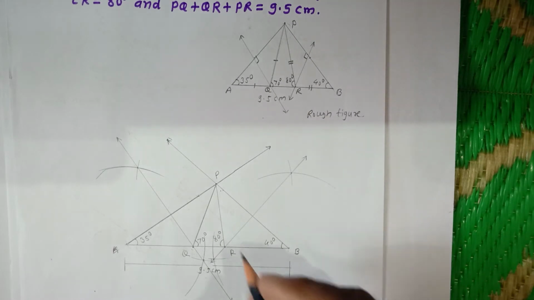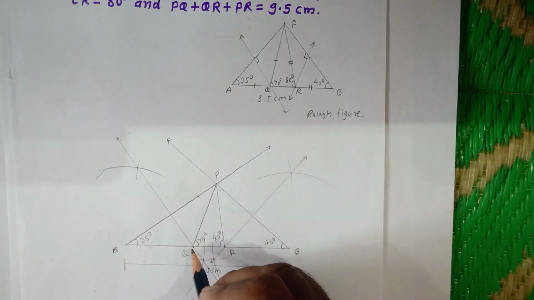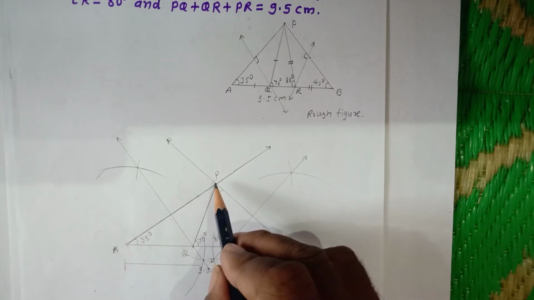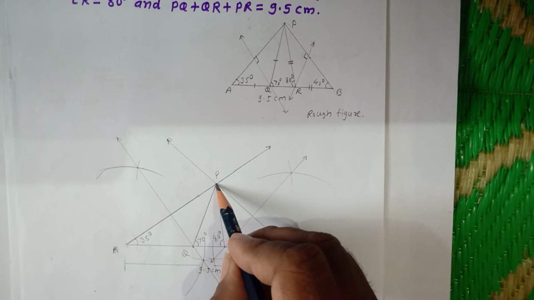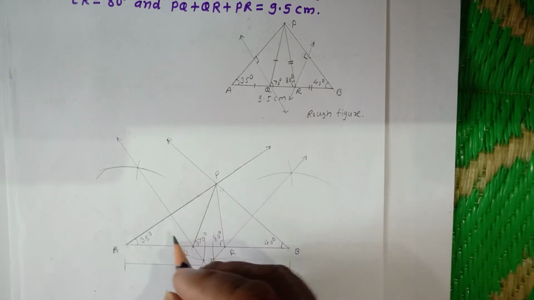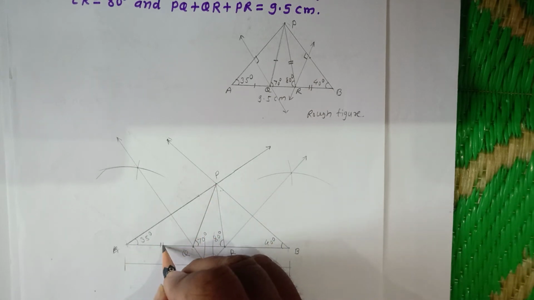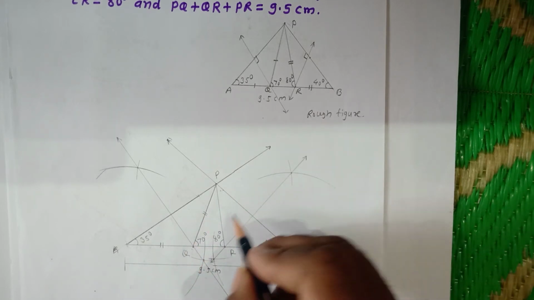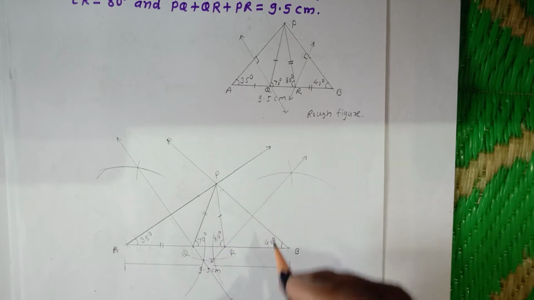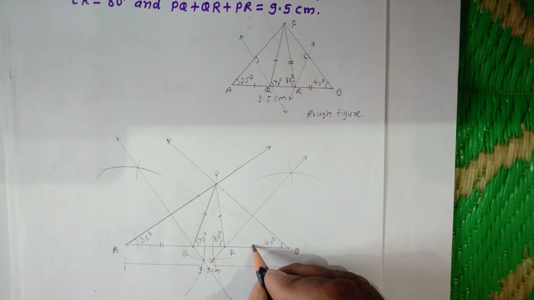Now in this triangle, point Q is on the perpendicular bisector of AP, therefore it is equidistant from the points P and A. So AP and PQ are congruent. Similarly, PR and RB are congruent.